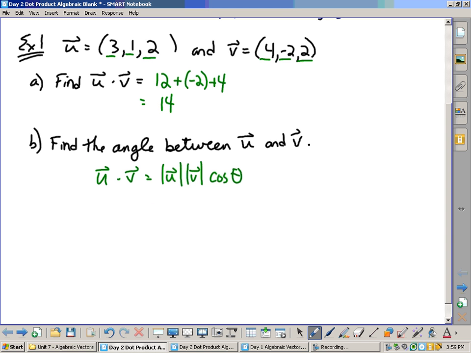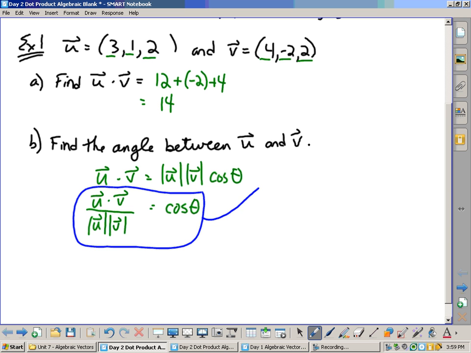But if I wanted to solve for theta or cos theta, I can leave this here and have u dot v being divided by the magnitude of u times the magnitude of v. So we're going to use that concept to answer this question. So we're going to take this and apply it over here. So cos theta is u dot v. So on the top, since they're algebraic components, we're going to do 3, 1, 2, dot 4, negative 2, 2, over the magnitude of u times the magnitude of v.